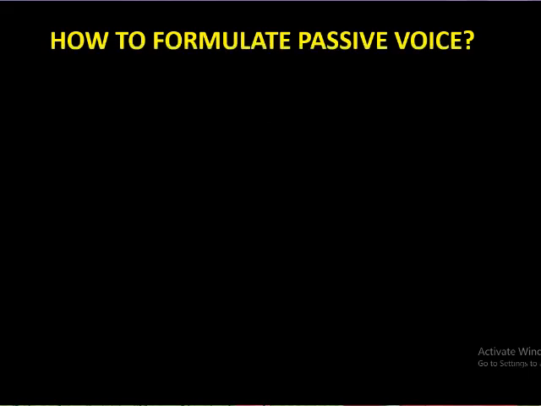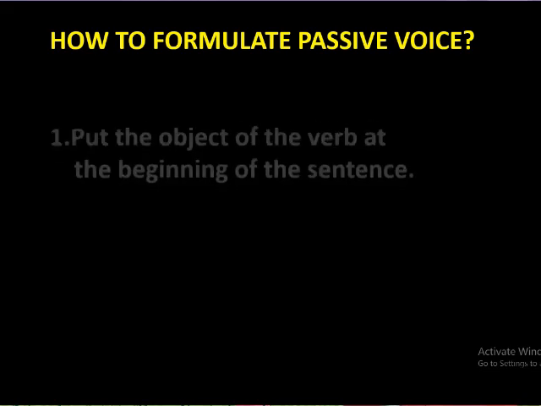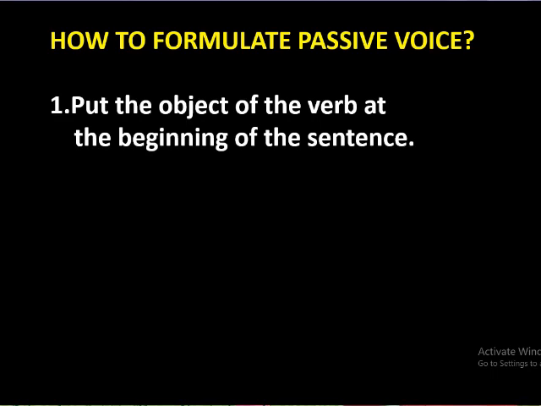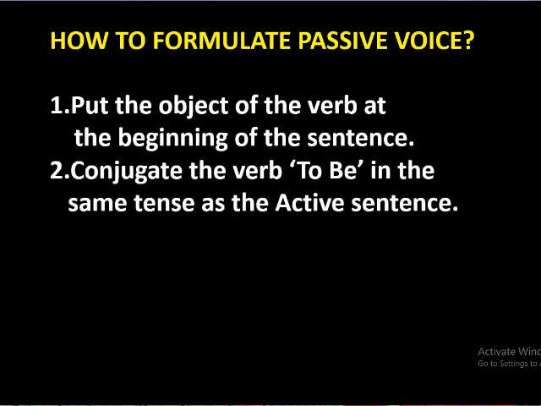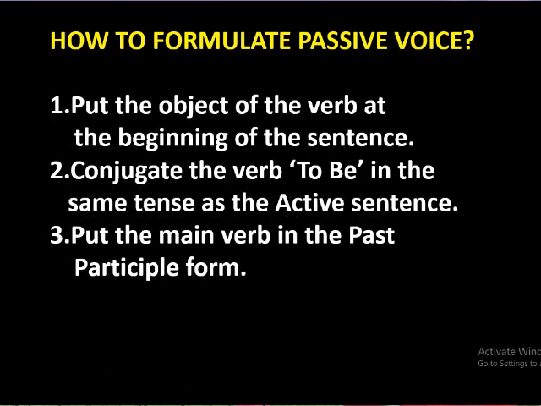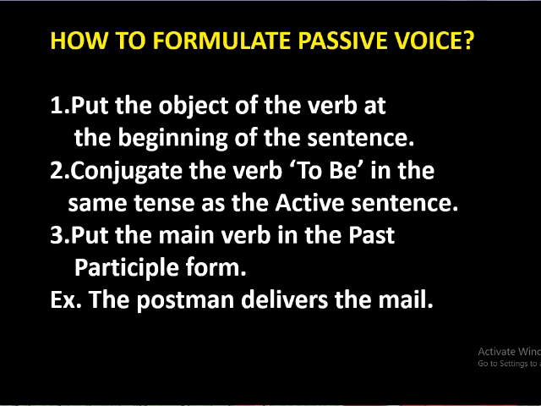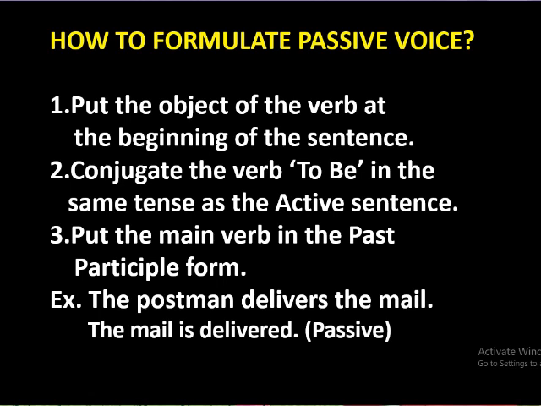Now, how to formulate passive voice? Let us have a look at how to formulate passive voice. There are 3 steps to formulate a passive sentence. First, put the object of the verb at the beginning of the sentence. Second, conjugate the verb to be in the same tense as the active sentence. And third, put the main verb in the past participle form. For example, the postman delivers the mail. The passive form will be the mail is delivered.